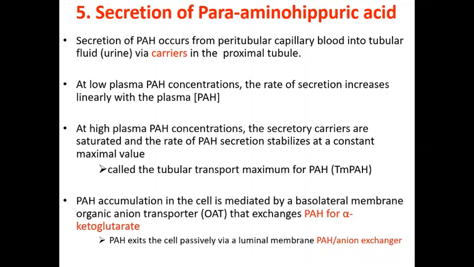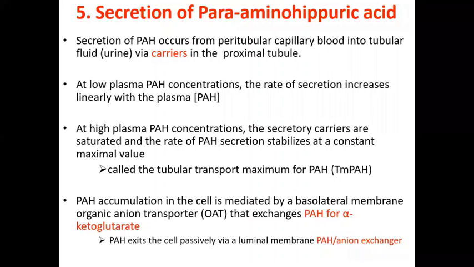At higher plasma para-aminohippuric acid concentrations, the secretory carriers are saturated. So they can also reach saturation. Once they are saturated, the channels responsible for secretion will reach their maximum. They will secrete as much as they can, but there's just too much para-aminohippuric acid that will remain in the circulation. Remember, secretion here takes place from the peritubular capillaries into the interstitium, from the interstitium into the epithelial cells.